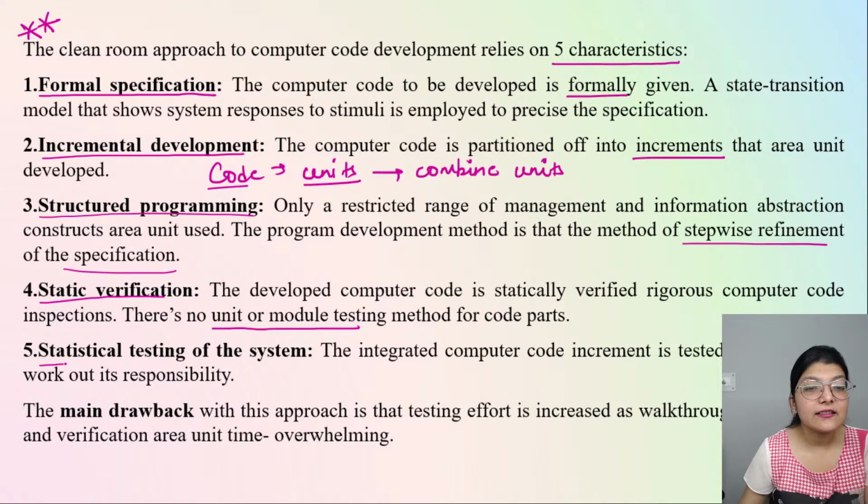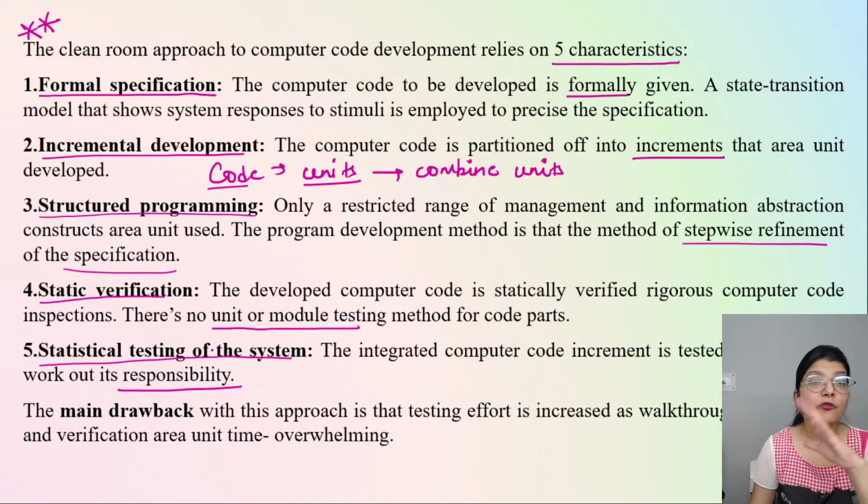Then we have statistical testing of the system. That is, we integrate the computer code entirely and then we test it statistically to find out whether it is carrying out its responsibility or not. So what you have to remember here, I'm not focusing much on this. You don't have to go into deep detail. Only you have to remember these 5 terms. Because on the basis of these 5 terms, that is the names basically, you have to put more focus on the names. What these names mean is not that important, but basically you should have a rough idea. From the name itself you can make out that okay, this means this thing.